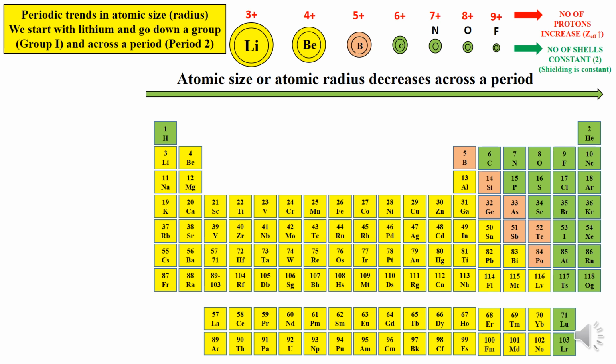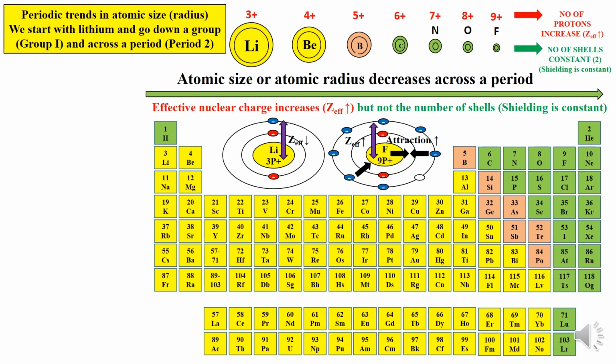As the number of shells remains constant, shielding will also be constant. So there is an increase in the effective nuclear charge, because as you move from left to right, there is an increase in the number of protons, but the shells remain constant. Therefore, there is an increase in the effective nuclear charge and shielding is constant. And that is why the size of the fluorine atom is smaller as compared to that of the lithium atom, which I have already explained in detail.